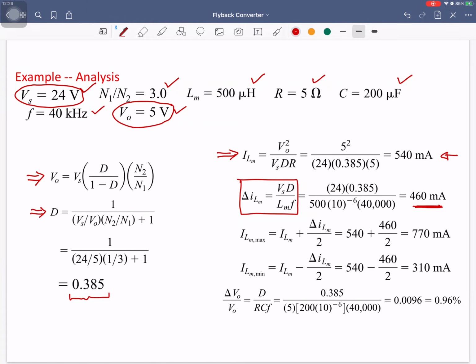So dividing it by 2 and then adding it to the average value, this is the average value, the maximum value is 770 milliampere. And the minimum value will be obtained by subtracting 460 by 2 from 540. So that is 310 milliampere. And then we can calculate the voltage ripple using the expression of the buck boost converter. So 0.96% is the ripple factor, ripple in the voltage.